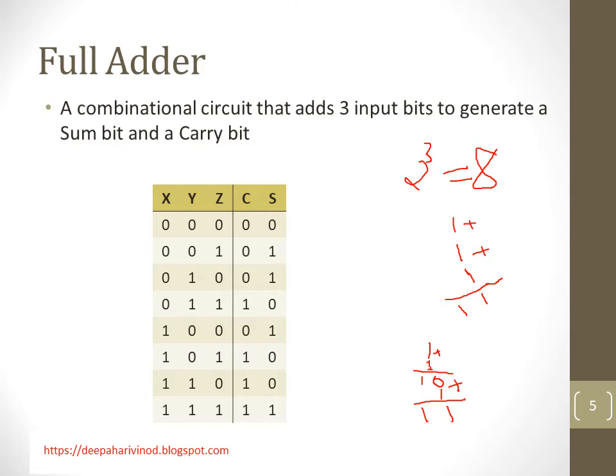Here we can see the full adder circuit. It consists of 3 inputs as well as 2 outputs. The main advantage of the full adder over the half adder is that in the case of the half adder we can only add 2 bits at a time. So, for example, if a carry appears, then such type of addition is impossible in the case of the half adder.